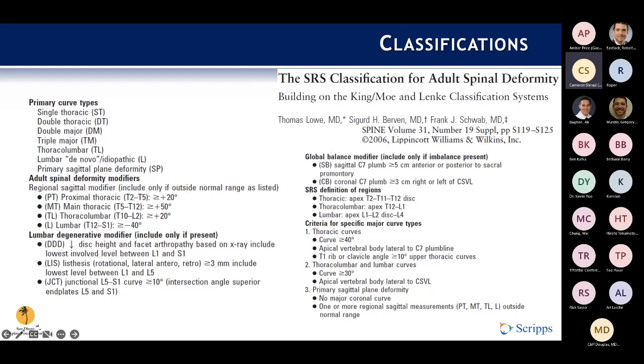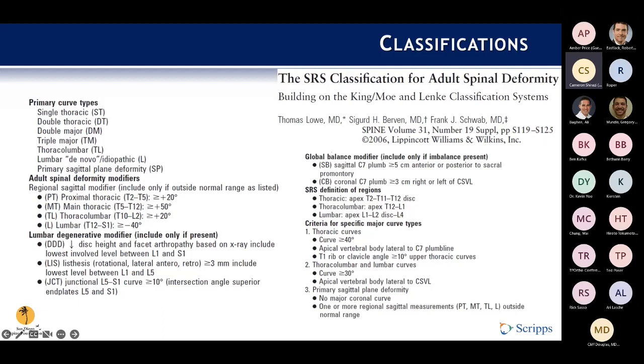And so in this system, they defined 6 major coronal curve types: single thoracic, double thoracic, double major, triple major, thoracolumbar, and lumbar. And then stratifying these, the thoracic curves have the apex between T2 and the T11-12 disc, thoracolumbar between T12 and L1, lumbar between the L1-2 disc and L4. And then for the classification, primary thoracic required a curve of 40 degrees and a C7 plumb line that's lateral to the apical vertebra. And that 40 degrees was chosen to identify curves of significant magnitude to warrant consideration of extension of instrumentation and fusion higher up.